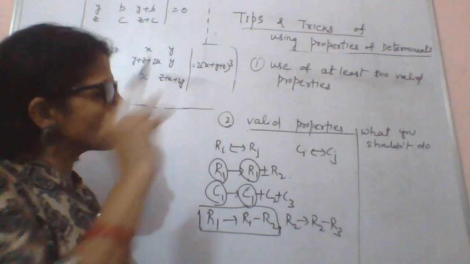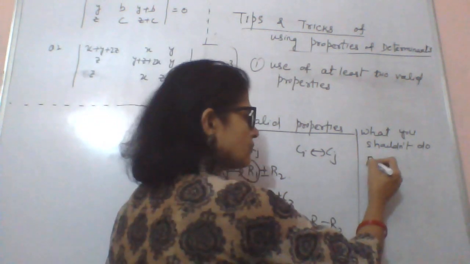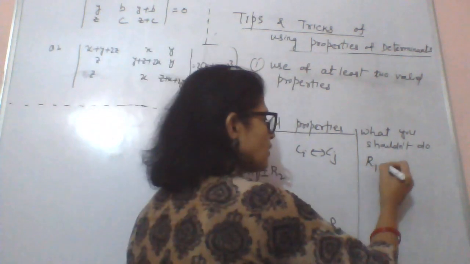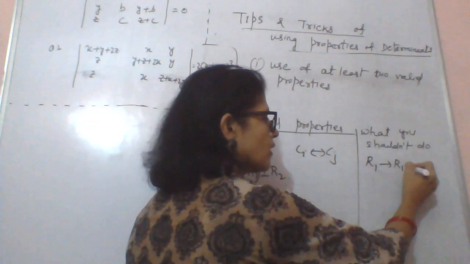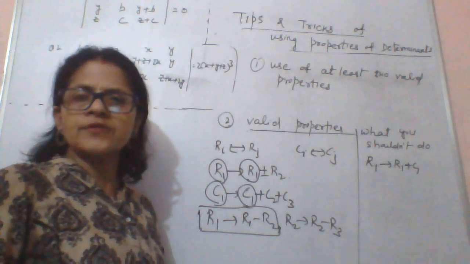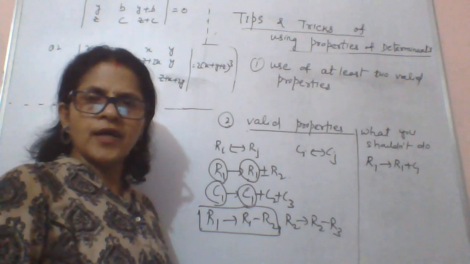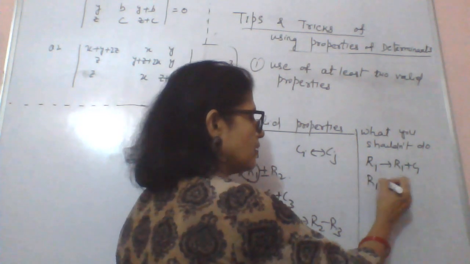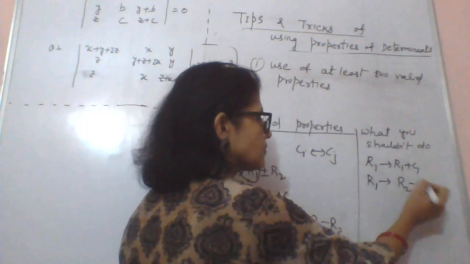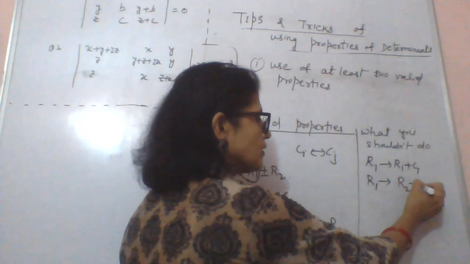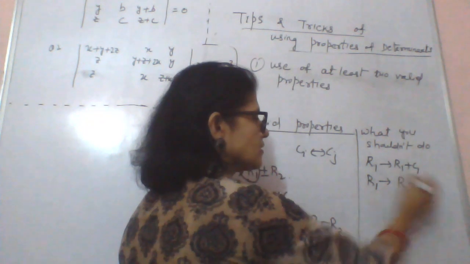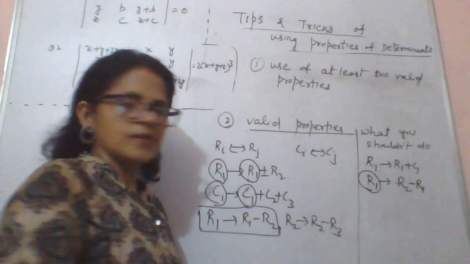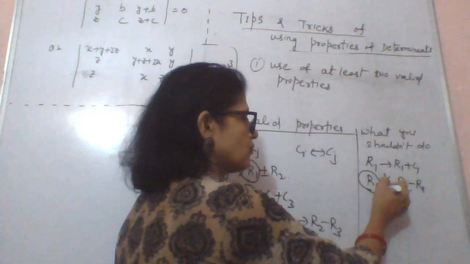Okay, and what we should not do: we do not mix rows and columns in the same step. It means we do not take R1 replaced by R1 plus C1, R1 minus C1, R1 minus C2, that we do not mix. Secondly, what we do not do: we suppose we take R1 replaced by R2 minus something, R2 plus something is taken. It means if we write R1 here, it should be R1 here, right? Not R2. So this we do not do.